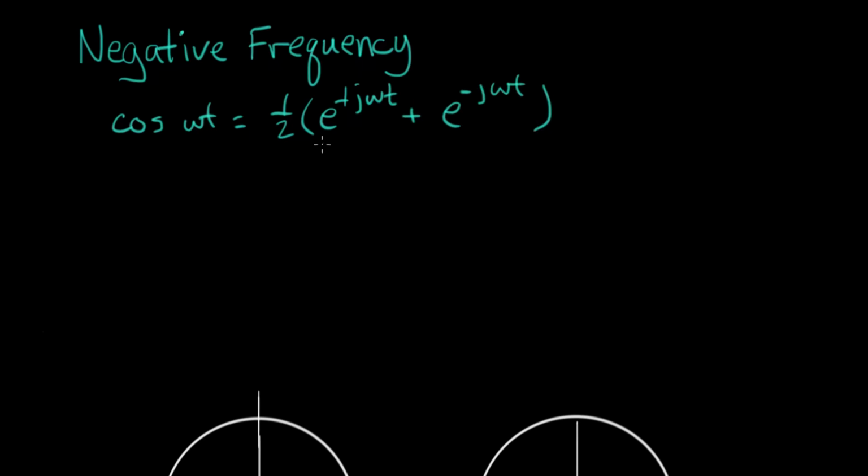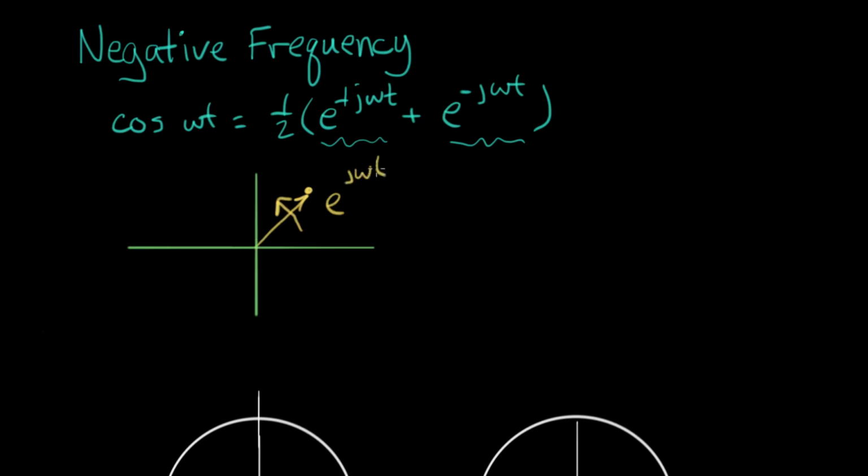And each of these components, each of these complex exponentials here, we can draw as a rotating complex number. So for this first one, we could draw a complex number out here in space and think of it as a rotating vector. And that would be e to the j omega t. This one has a plus sign.